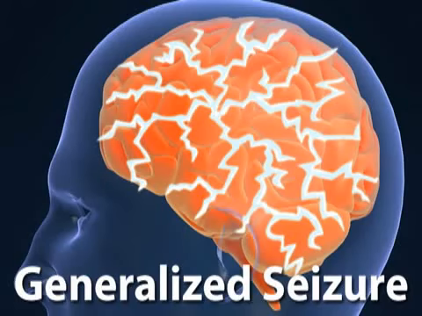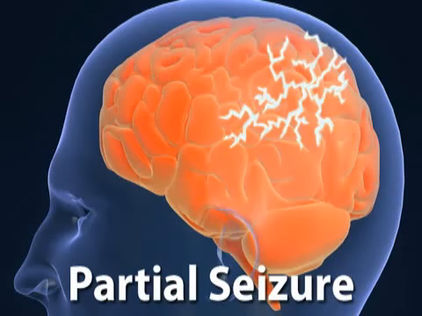Primarily generalized seizures begin with a widespread electrical discharge that involves both sides of the brain at once. On the other hand, partial seizures begin with an electrical discharge in one limited area of the brain. All generalized seizures begin with synchronous electrical activity throughout the brain, accompanied by sudden generalized movements or loss of consciousness. However, there are still many different types of generalized seizures.